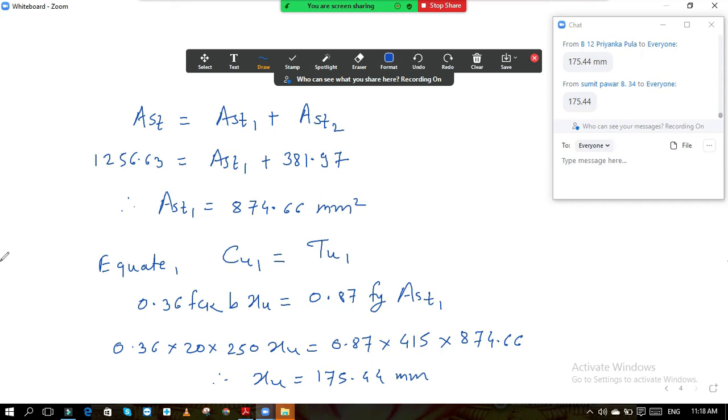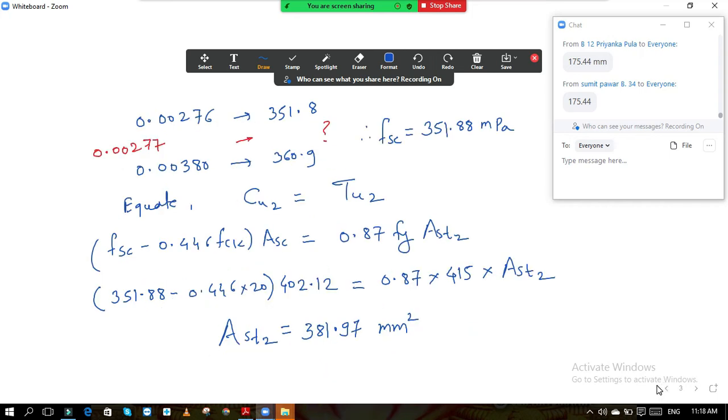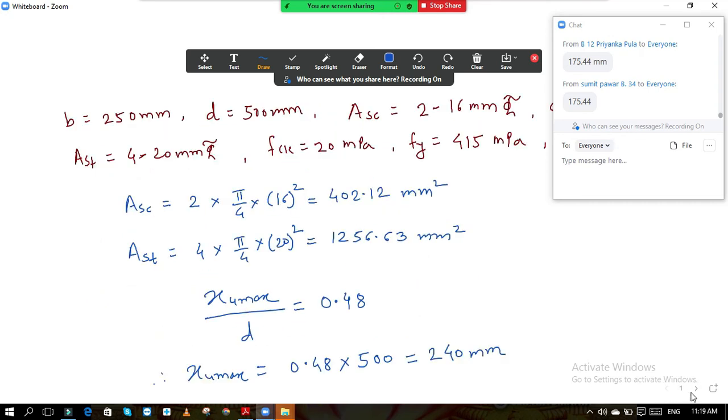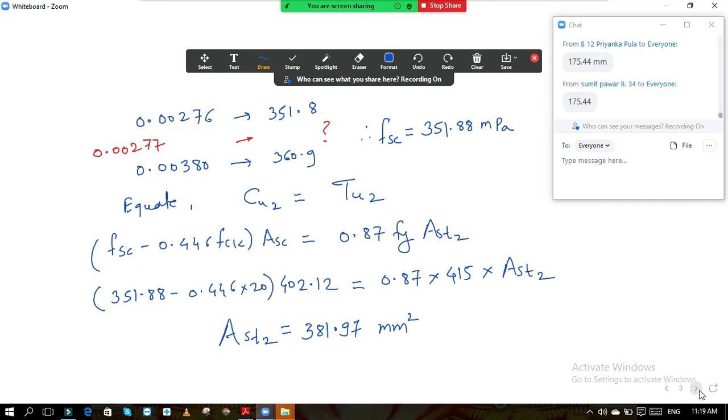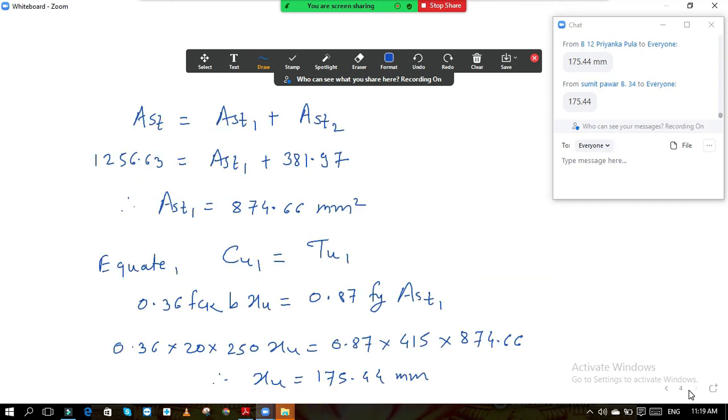So now moving further. Now compare the values of XU and XU max. What was the value of XU max? It is 240. And what is the value of XU? It is 175.44.